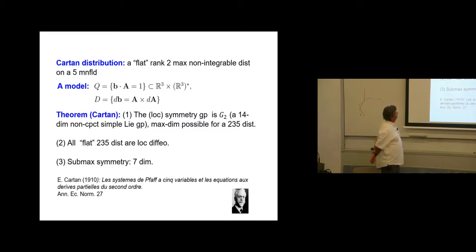And here I wrote for you just a formula. It's deceptively simple for this distribution. How do I write it? Just to write some formulas, not just abstract nonsense. So we look at R6. I think of it as R3 times its dual, as you'll see in a moment why. And then I look at a quadric, just the affine quadric of signature 3, 3, B times A equal to 1. And inside it, I write an equation.